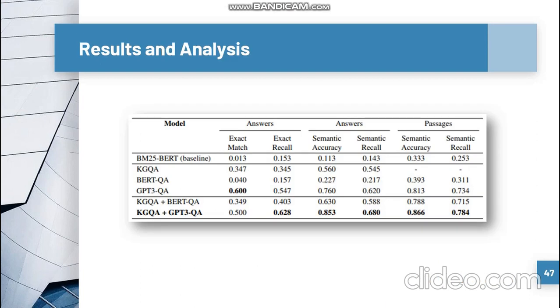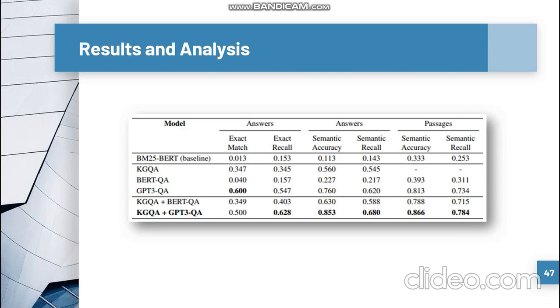The result we got from the case study is, here are different models, and then in the last a combination of two models. And what is exact match? Exact match is if the first predicted answer matches exactly the actual answer. And similarly semantic accuracy, but it doesn't rank the answer. Exact recall matches the actual answer to the predicted answer. Similar is the case for semantic recall.